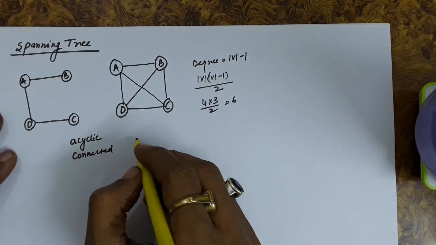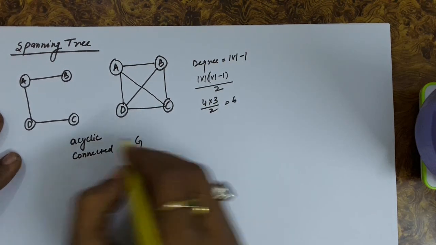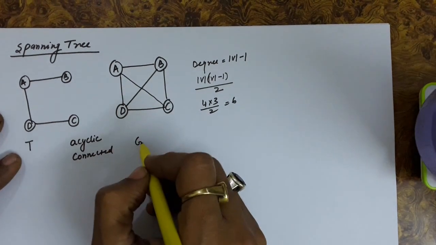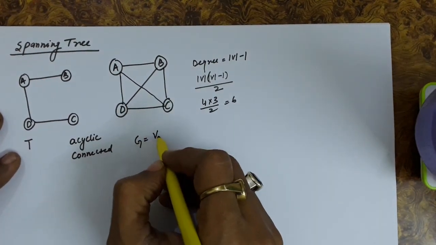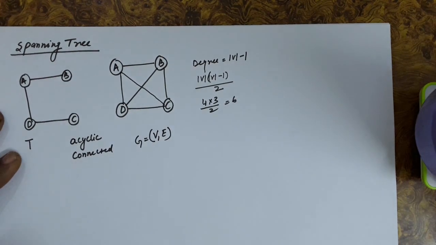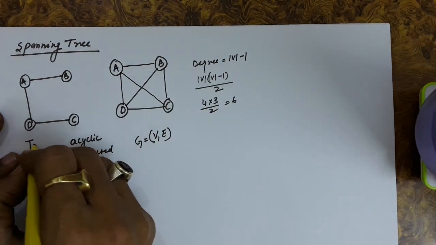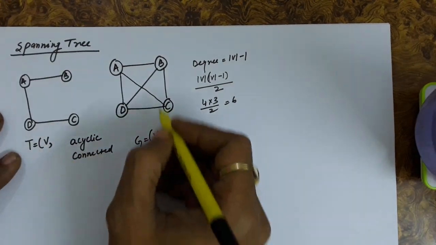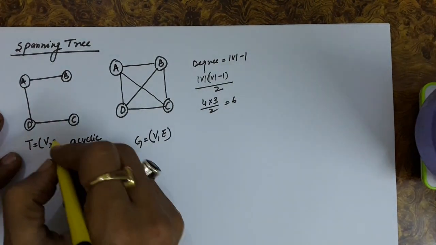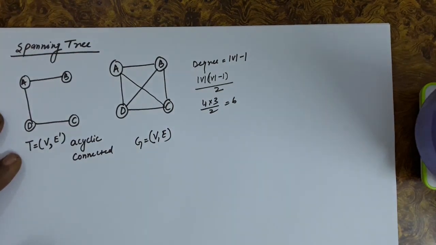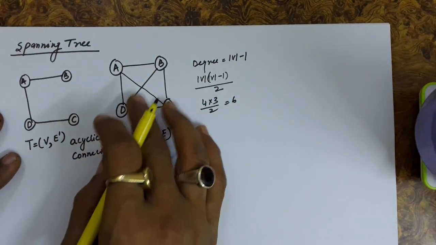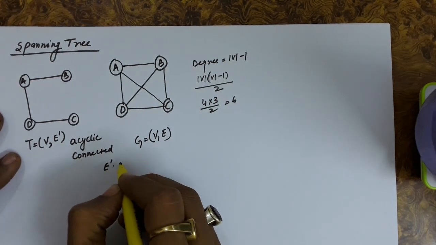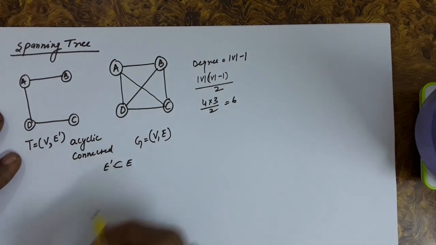So what is a spanning tree? Let's say this spanning tree graph is represented with T, and this graph is represented as G. So this G is represented with V and E. Then T will be represented as V and E dash. Obviously it will have the same number of vertices as the original graph, but the edge set will be different. Out of the 6 edges we have selected 3 edges. So we say that this E dash is a subset of E.